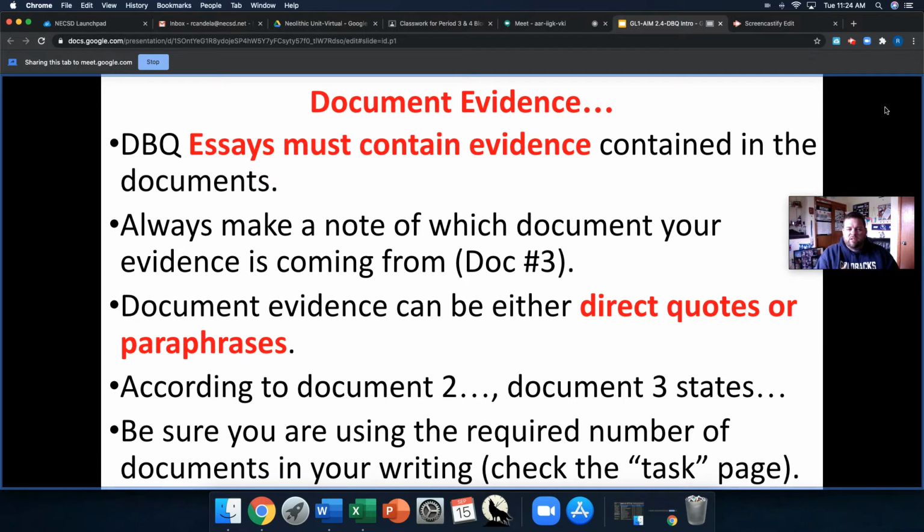When you're taking document evidence and putting it into your writing, it is helpful to cite your document. If you look at the second detail here, I know there's nothing in red, but I might say, make a note of which document your evidence is coming from. Throw in the quote, and then in parentheses, just put document number blank. And there's a reason for this.